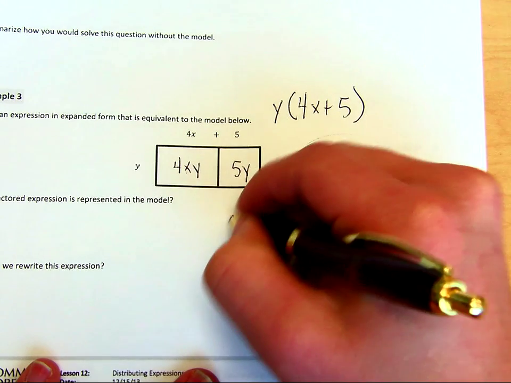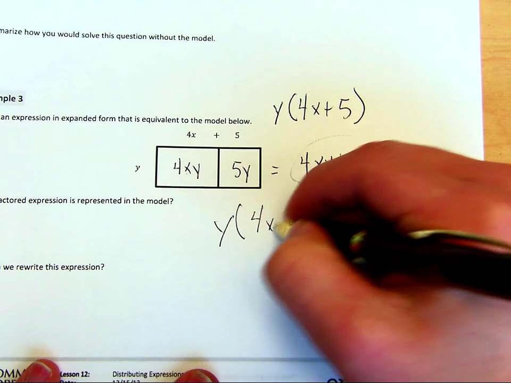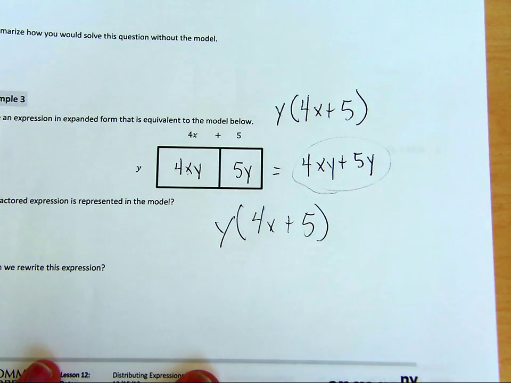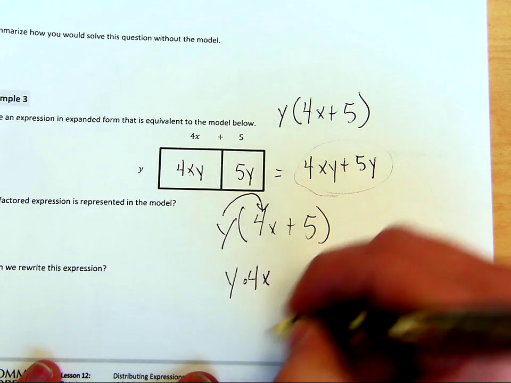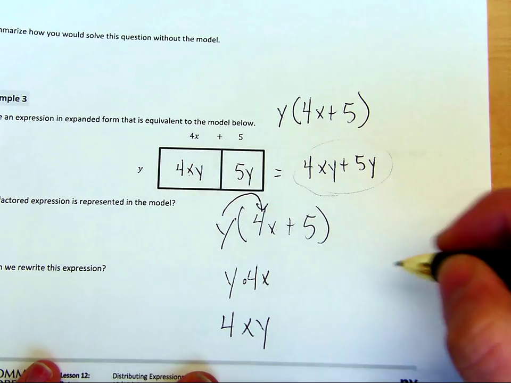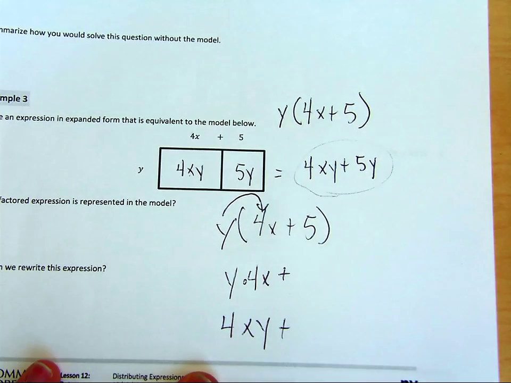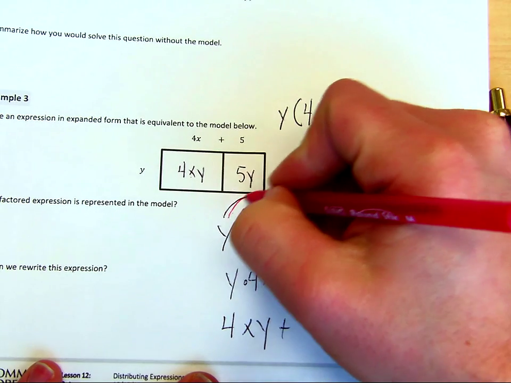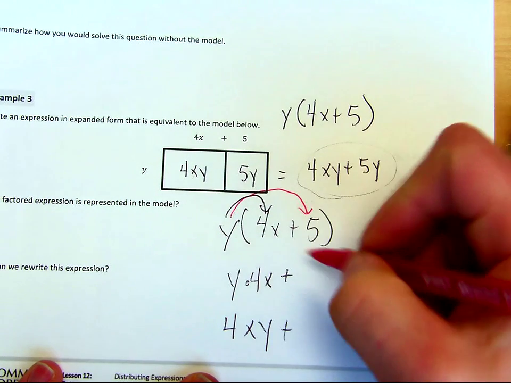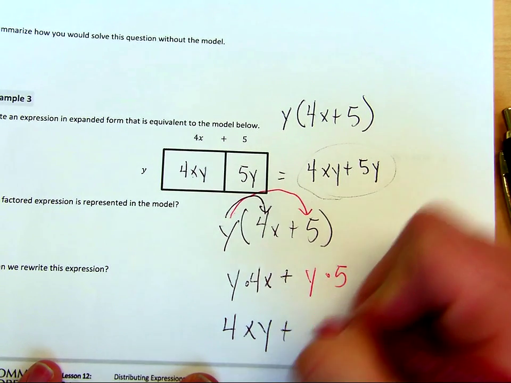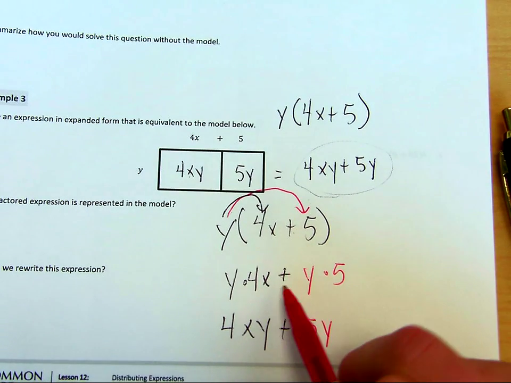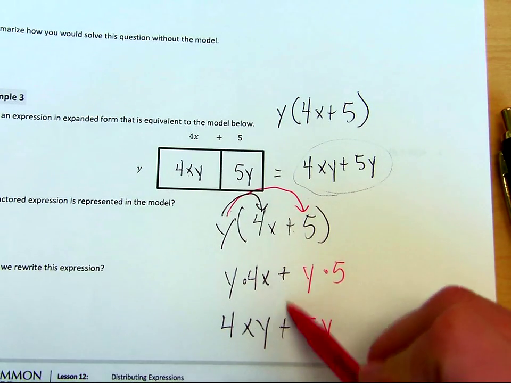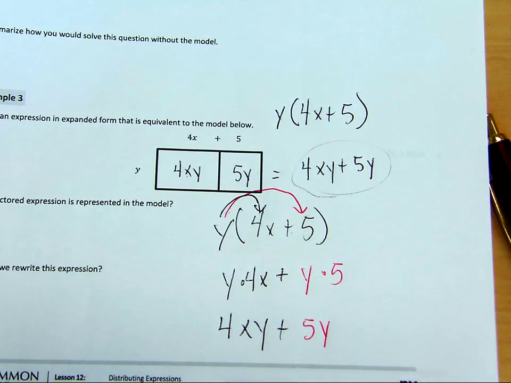Traditional method. Y times 4x is 4xy plus y times 5, which is 5y. Now if this was a subtraction sign in here, then you'd do the same thing. You just bring down the subtraction sign and it would be the same.